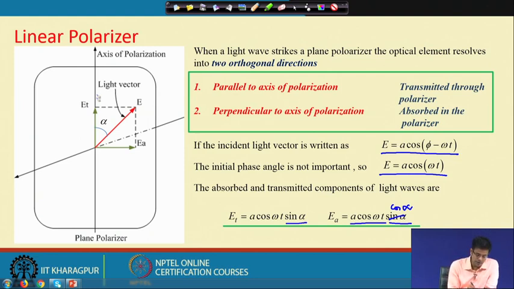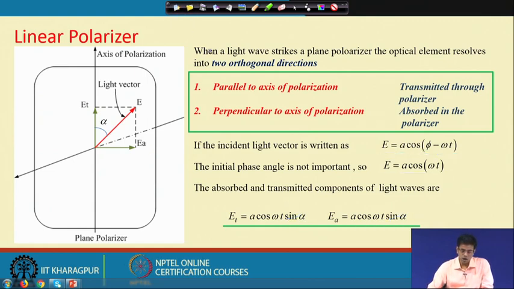So, actually this is the axis of polarization. So, this will be cos alpha I think, and this will be sin alpha I think. So, the axis of polarization along that is E t, and perpendicular to that is E a.